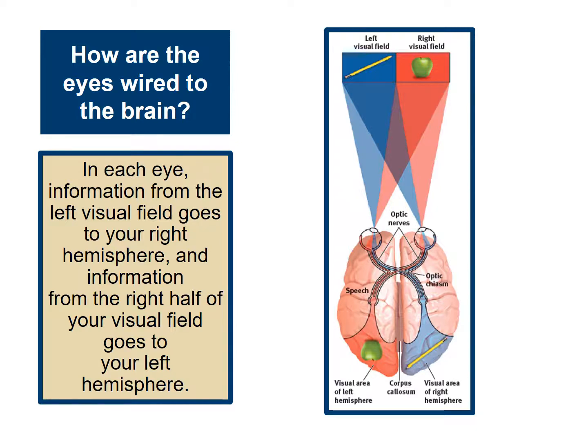If you look at this diagram, at the very bottom right, it says visual area of right hemisphere. So you see the pencil. What the eye sees in the left visual field is a pencil. What the eye sees in the right visual field is an apple, but that is picked up in the visual area of the left hemisphere.